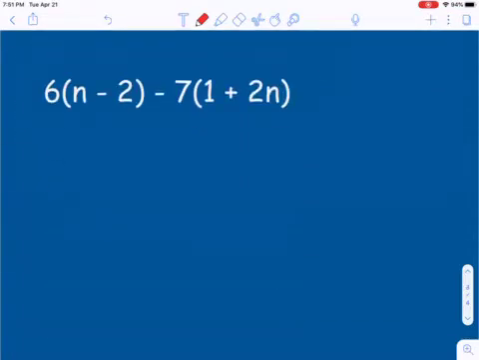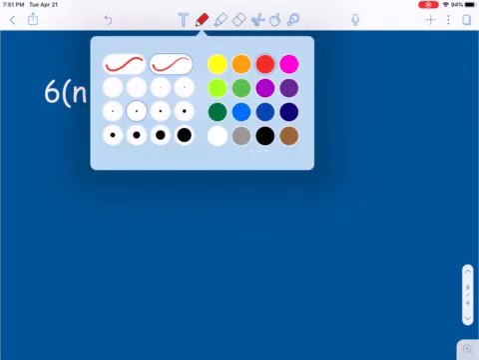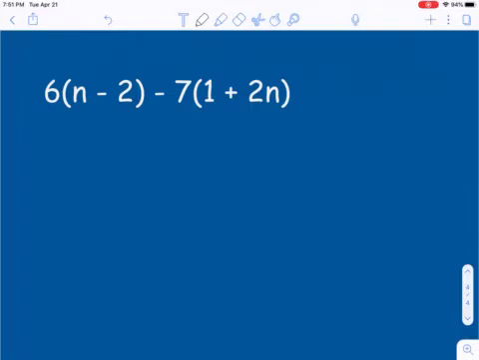All right, so last example here. Hopefully this is starting to make some sense. Feel free to pause the video at any time to try and do it yourself, and then come back. All right, so let's break this open first. We've got the 6, and the 6 is multiplying by both of these terms. So 6 times n is 6n, and then I have 6 times negative 2, so that's minus 12 because 6 times 2 is 12.